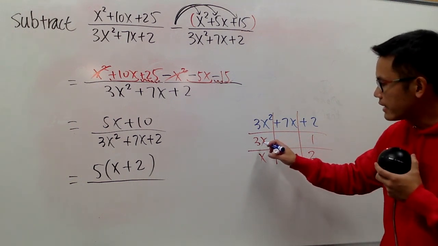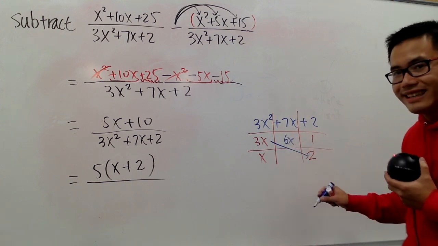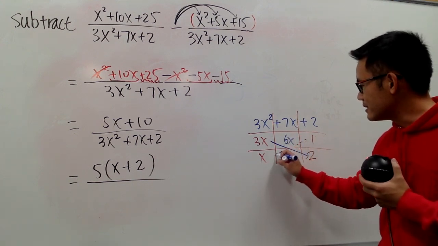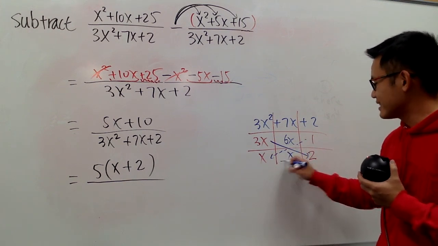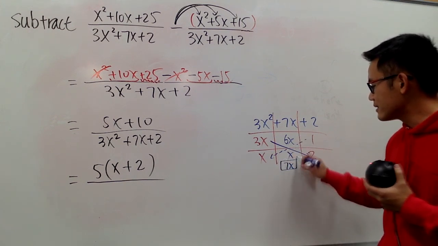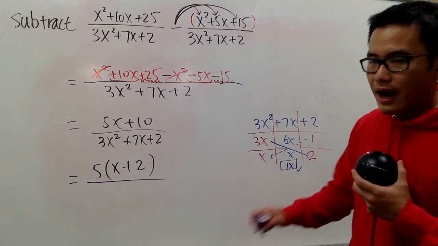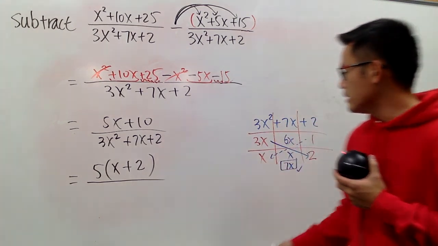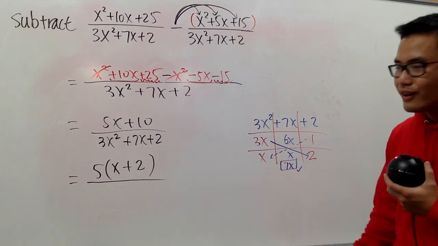Because when I take 3x times 2, that will give me 6x. And when I take 1 times this x, that will be another x. 6x plus 1x, that will be a total of 7x, which is the same as that. So we got this right. Okay, now the factoring for the bottom is 3x plus 1. This is how you read the answer from here, right?